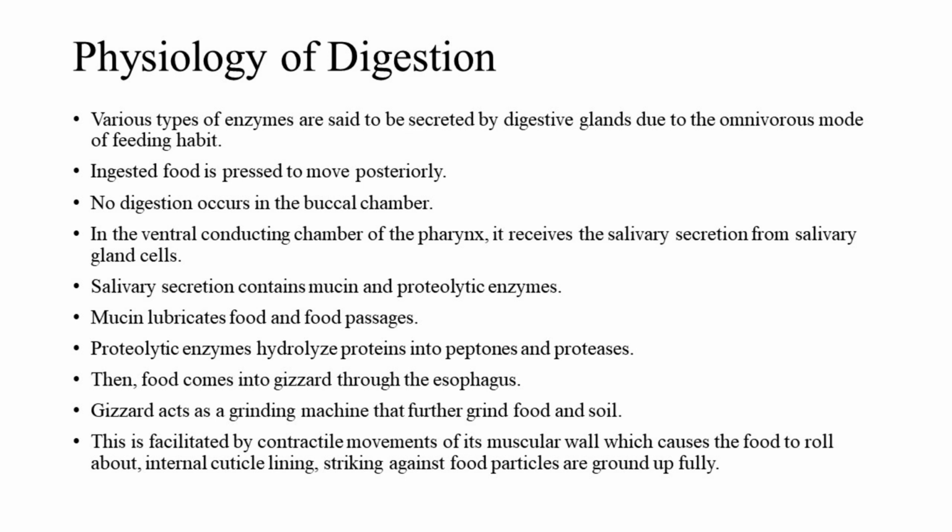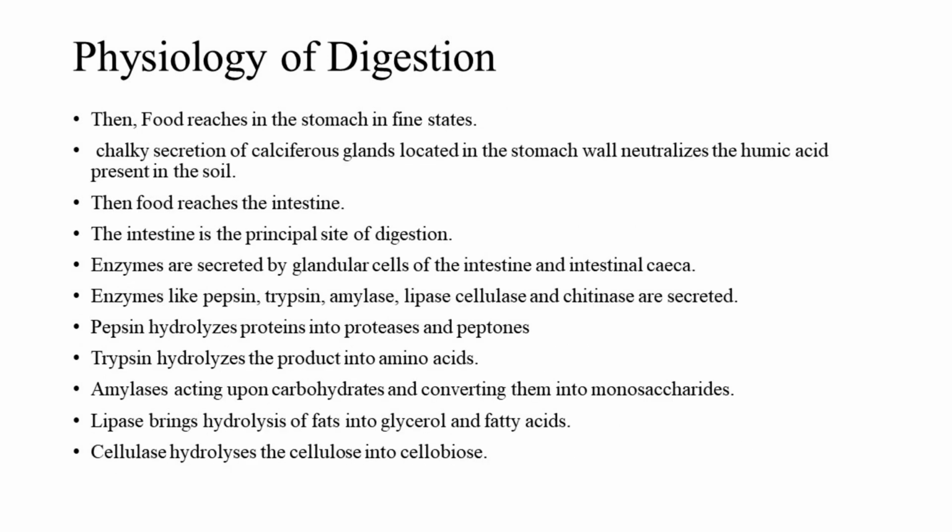Then food comes into the gizzard through the esophagus. The gizzard acts as a grinding machine that further grinds food and soil. This is facilitated by contractile movements of its muscular wall, which cause the food to roll about, and the internal cuticle lining, striking against food particles, grinds them up fully. Then food reaches the stomach in a fine state.